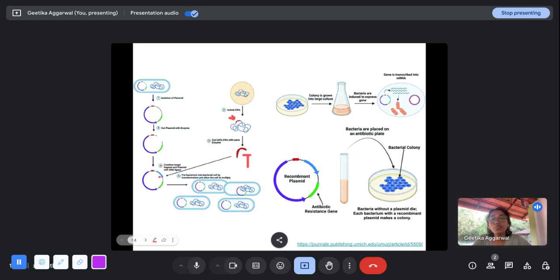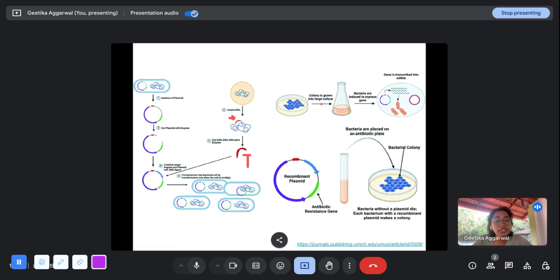Okay, and then you put this recombinant plasmid into your bacteria. So you put it into the bacterial cell by transformation, and then you allow these cells to multiply. So that is basically molecular cloning. Another way to see it is that the colony is grown into a large culture. The bacteria are induced to express the gene, so the gene is transcribed into the mRNA.